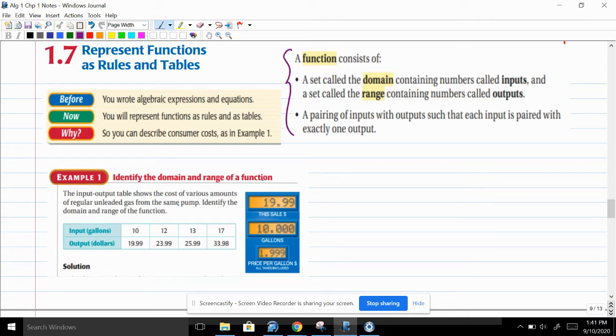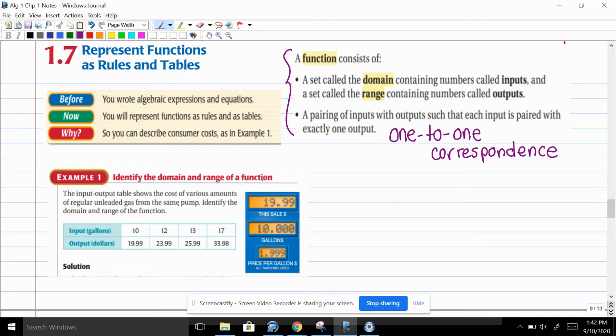A function consists of a domain and a range, as you can see highlighted there. The domain is also known as your inputs. The range is also known as your outputs, and the pairing of inputs with outputs is such that each input is paired with exactly one output. So to explain that a little bit better, it's what we like to call a one-to-one correspondence. Okay, that's what that means. And I'm going to give you some examples of what I mean in a second.